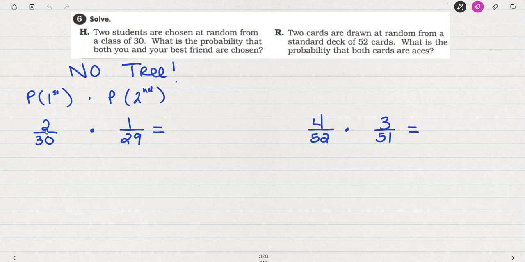In the same way with the cards, there's 4 aces total out of 52. If you're not familiar with a deck of cards, there's one of each type of card and 4 different suits. So 1 ace times 4 suits gives us a total of 4 aces. So 4 out of 52 cards is an ace. And if we got the ace in the first draw, then in the second draw there are 3 aces left out of 51 cards total.